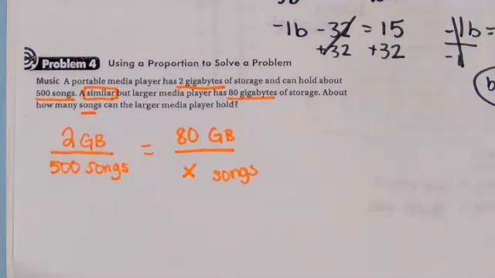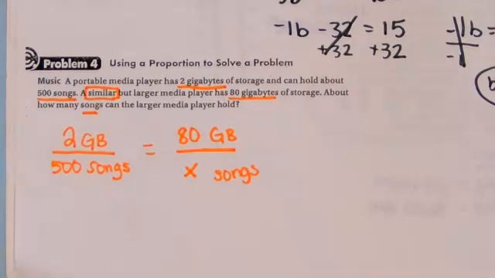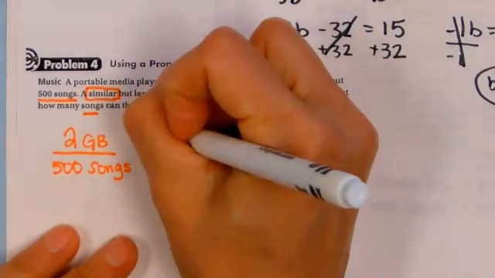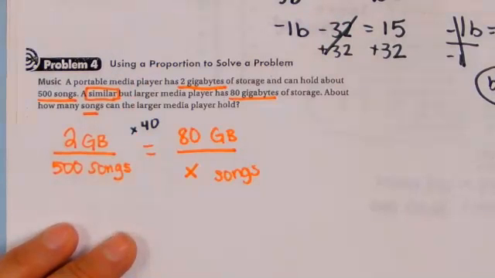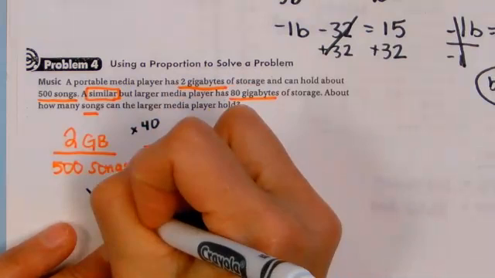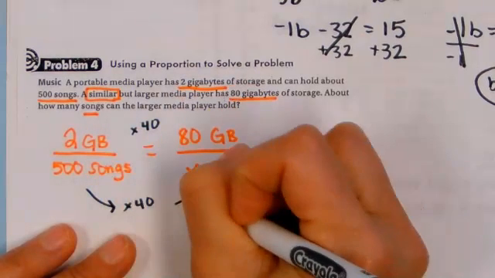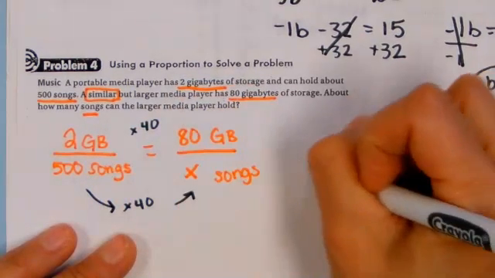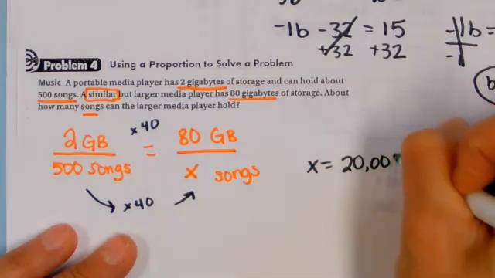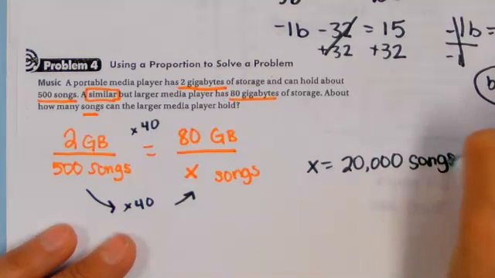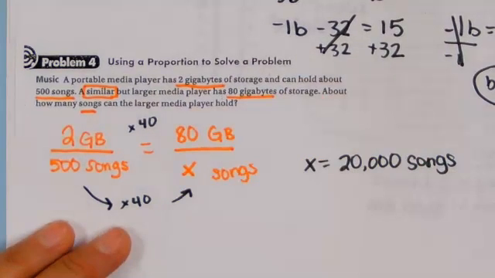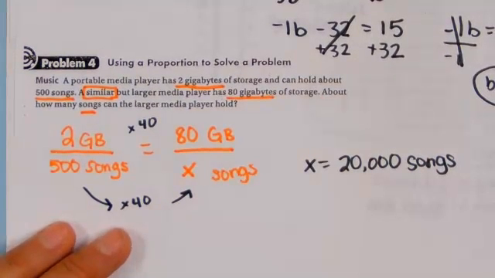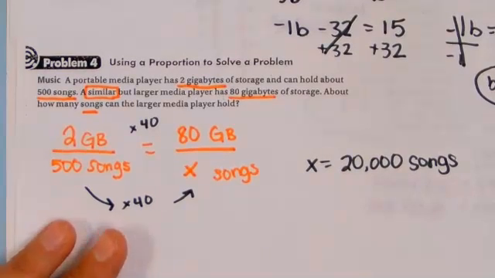Now, you can solve it either way, right? If we are going to do our multiplication, what's our scale factor here? 2 times what number gives us 80? So this is times 40. That's our scale factor. So 500 times 40 gives me how much? 20,000. X equals 20,000 songs. Do you think it would have worked if I would have done cross multiplication? Yeah. It does, okay? Either way gives you the same thing. And that's our proportion lesson. Good? We're done with the lesson.